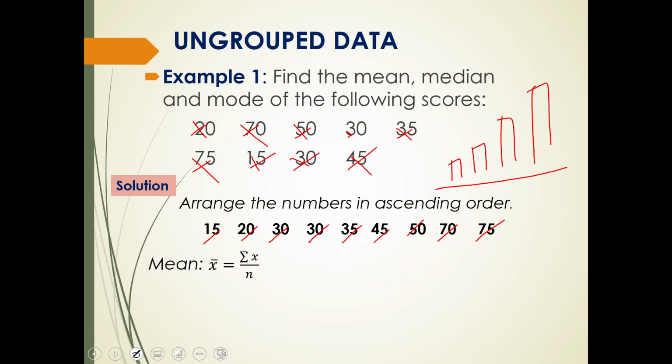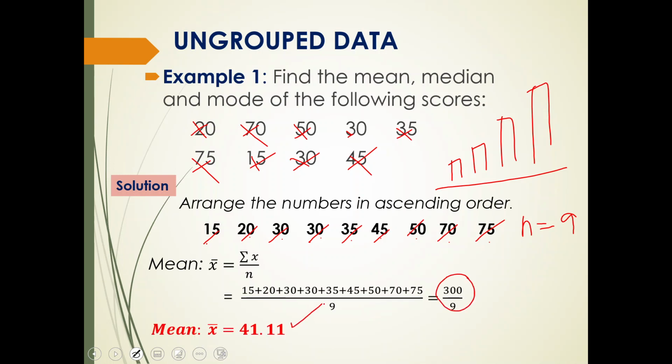So the mean, the formula is the sum of all x divided by n. Now, if we count it here, our n is equal to 1, 2, 3, 4, 5, 6, 7, 8, 9. So n is equal to 9. So that is equal to the sum 15 plus 20 plus 30 and so on up to 75 divided by n, which is 9. So we get 300 divided by 9, and that gives us a mean of 41.11. So for this data, the average is 41.11. So that's how we get the mean.